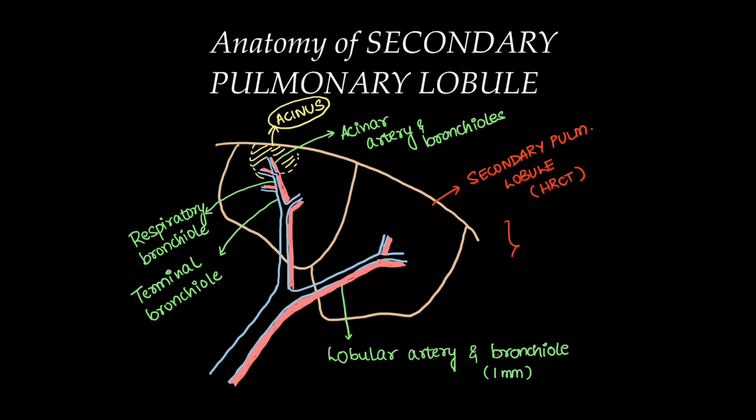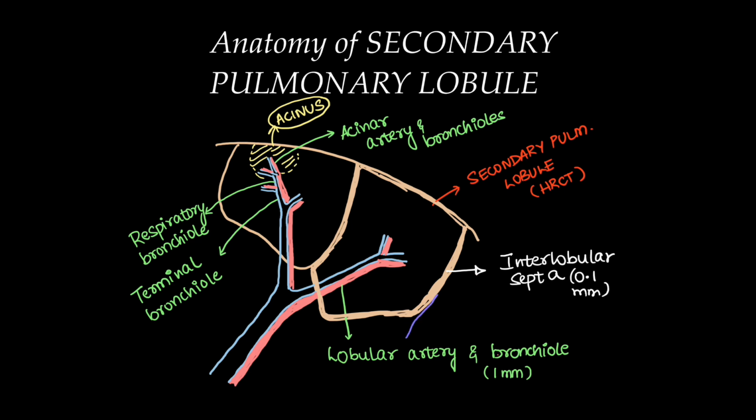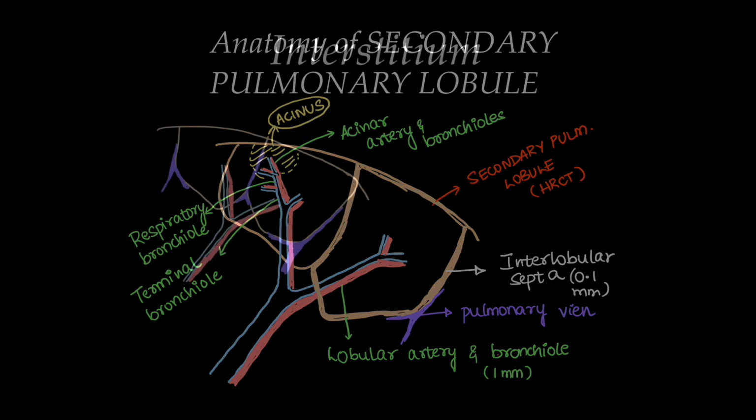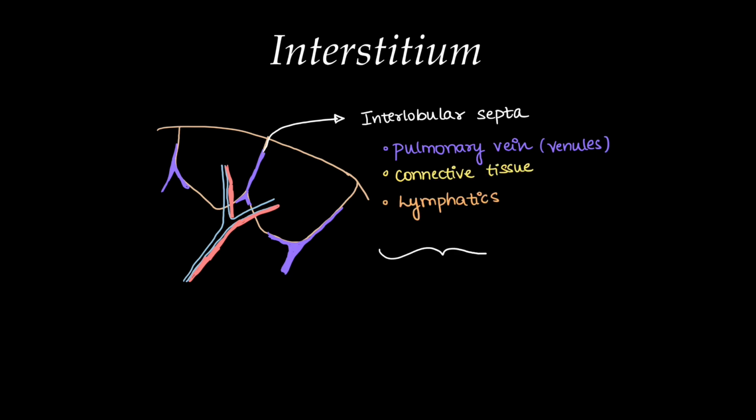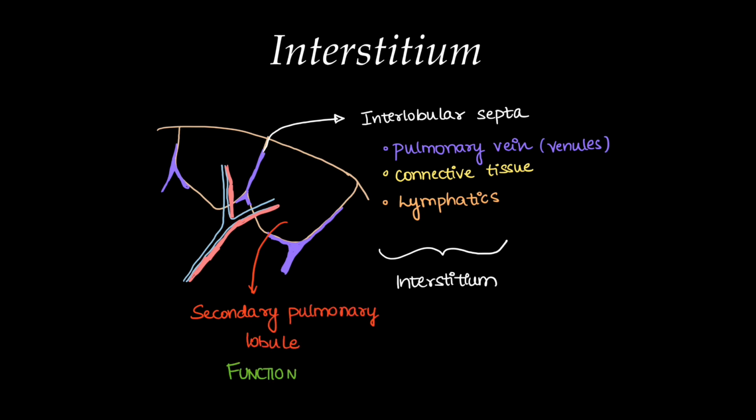This is one secondary pulmonary lobule which is visible on HRCT, and it's 1 centimeter in size. Along the margins or the borders of the secondary pulmonary lobule are the interlobular septa, which are 0.1 millimeter thick, along which the pulmonary veins and lymphatics pass through. So interlobular septa contain pulmonary veins or venules, connective tissue and lymphatics. This will constitute the interstitium. So affecting these are the interstitial lung diseases.